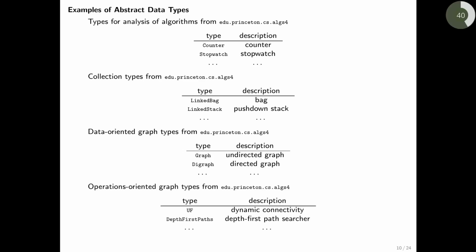So these are all examples of abstract data types. And then there is a data type called UF, which is a data structure that you can use to solve what is called the dynamic connectivity problem that we will discuss in a bit. And then there is another data type called DepthFirstPaths that you can use to perform a systematic search on a graph, a systematic way of enumerating the vertices of a graph.